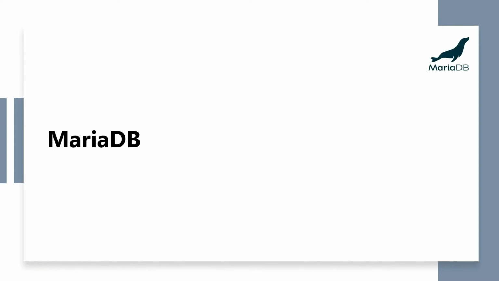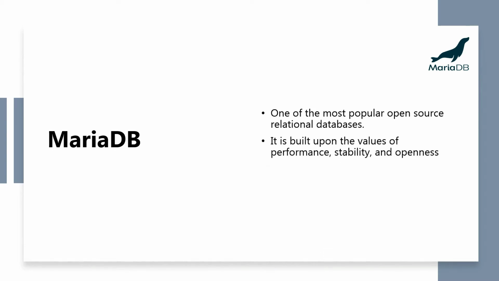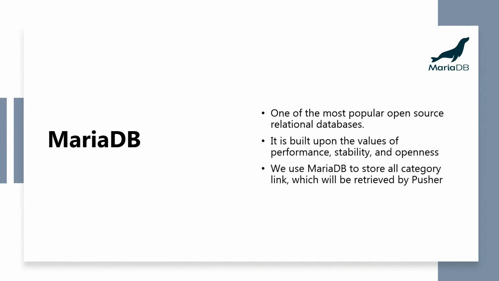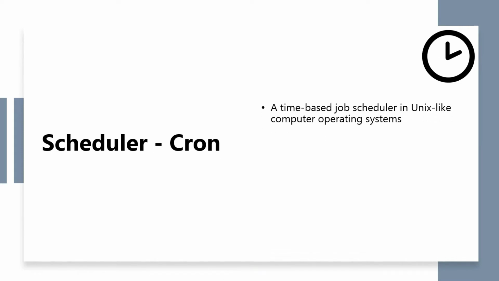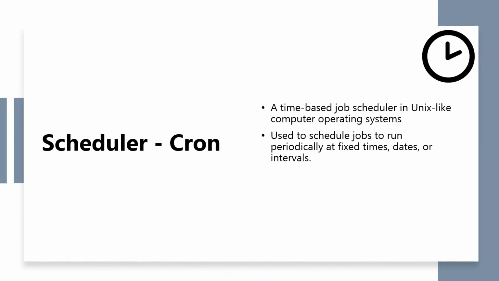MariaDB is relational databases. We use MariaDB to store all category link, which will be retrieved by Pusher to send to Beanstalk. Cron is a scheduler in Unix-like computer OS. We use cron to manage starting time for crawlers.